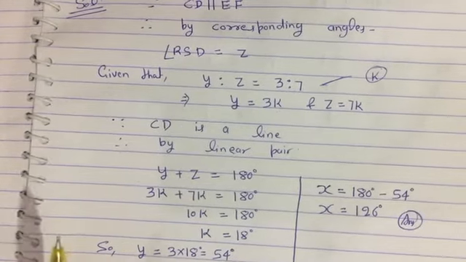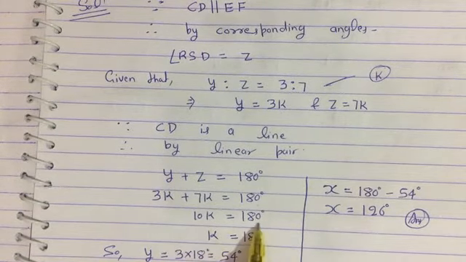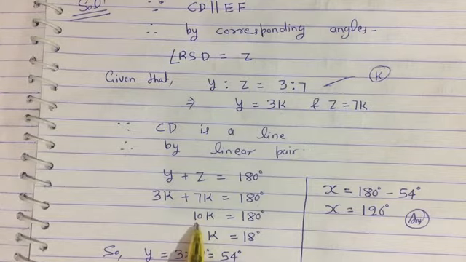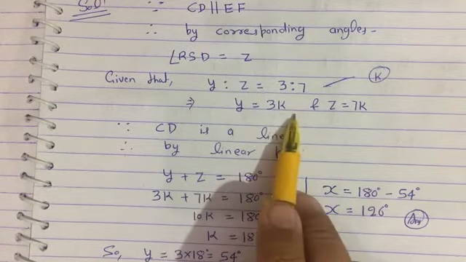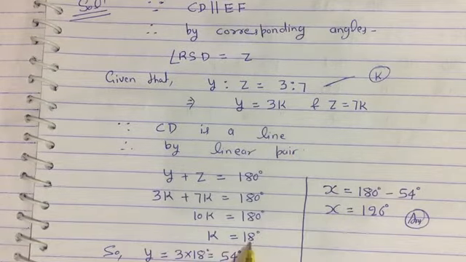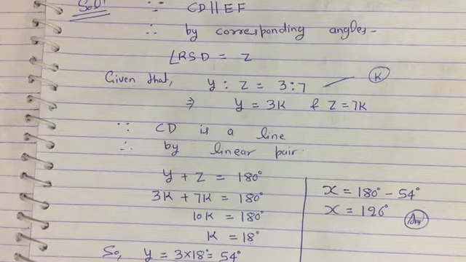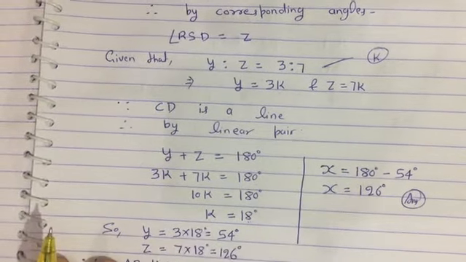3K and 7K is what? 10K is equal to 180. From 10, this 0 you can cancel this 0. So K is equal to what? 18 degree. Now because we will get the value of K, so we can get the actual value of Y and Z. Okay, so Y is equal to 3K and in the place of K we have to write 18. So this is 3 into 18, which is equal to 54. 18 3s are 54. You have to check the calculation. If there is any mistake in the calculation, you have to correct it.